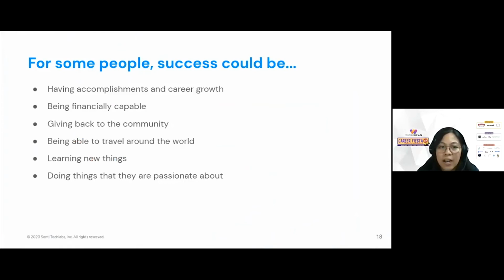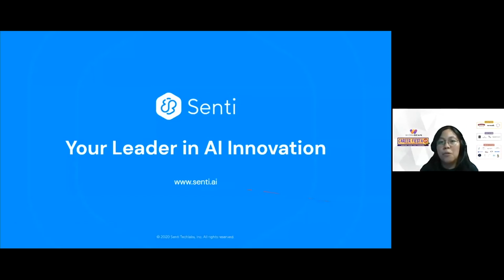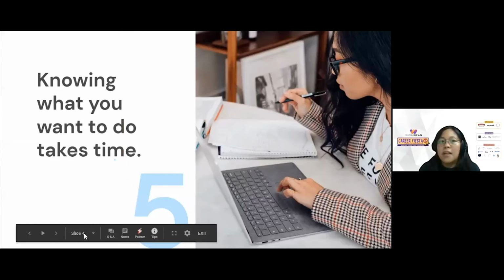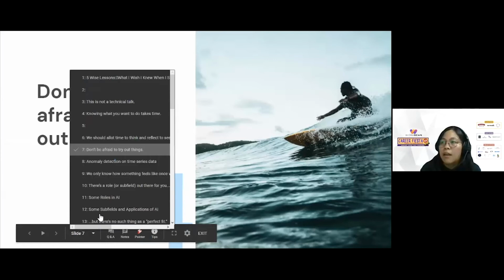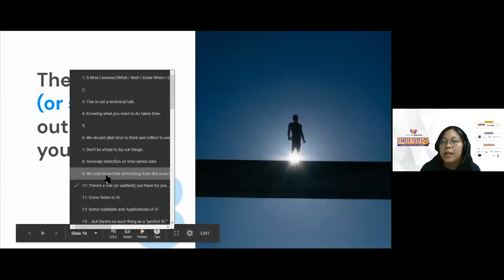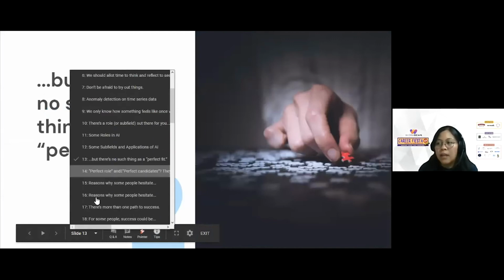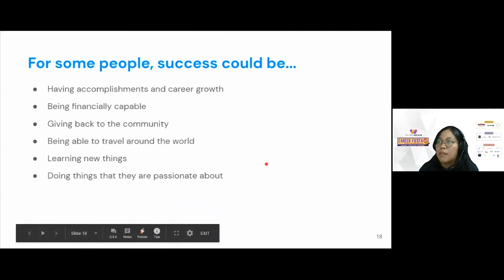So, yeah, let's have a recap from the top to the bottom. Knowing what you want to do takes time. And then, don't be afraid to try out things. And there's a role or subfield out there for you. And there's no such thing as a perfect fit, because there are no perfect candidates or perfect roles. And lastly, there's one path to success.